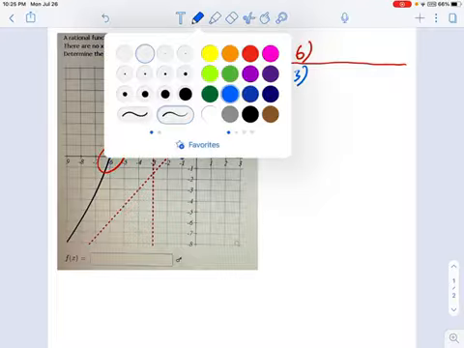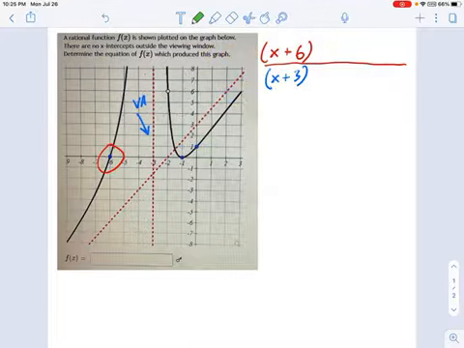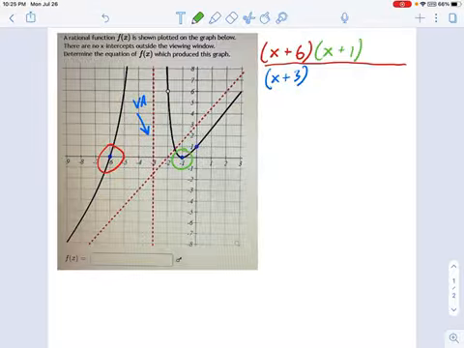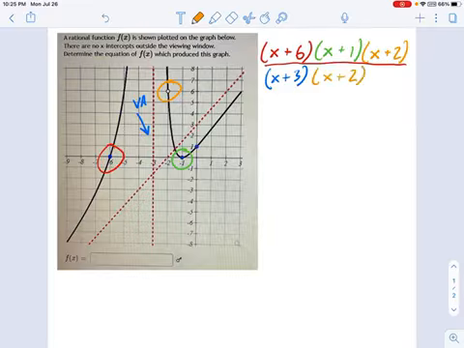And then I see, what else? There's another x-intercept right there. So that's an x plus 1. And I'll come back to that x-intercept in a bit. We need to talk about that one some more, the green one. Just looking for anything else I might have missed here. Oh, there we go. We got a hole in the function sitting there at -2. So that's x plus 2 and x plus 2.